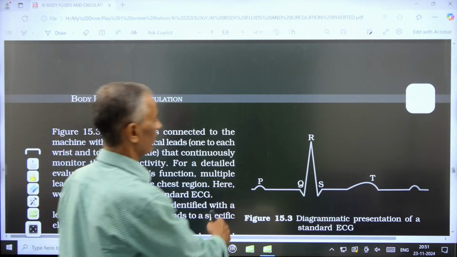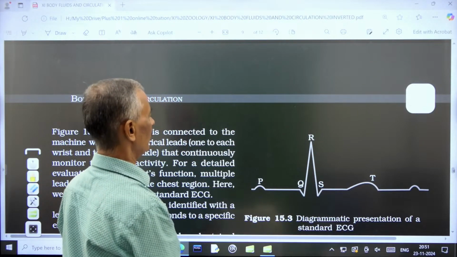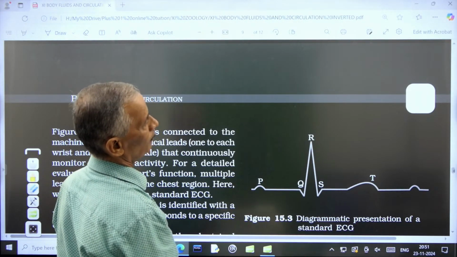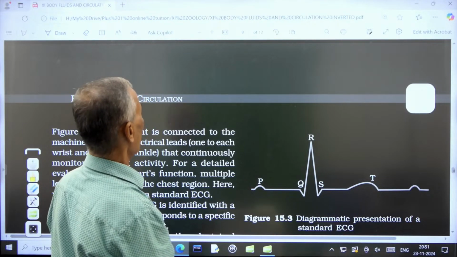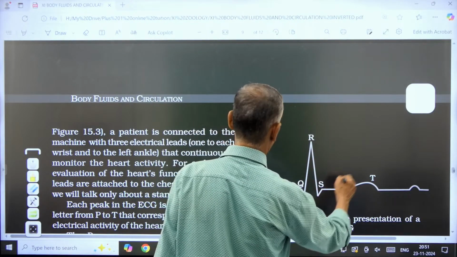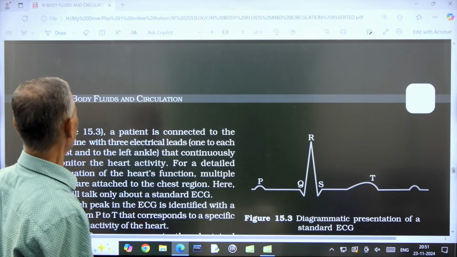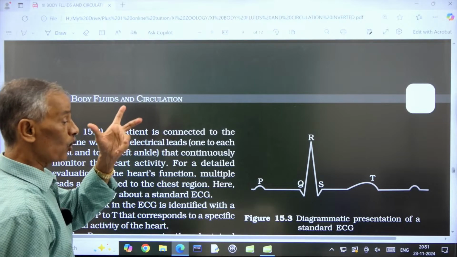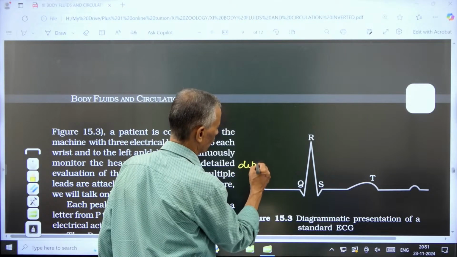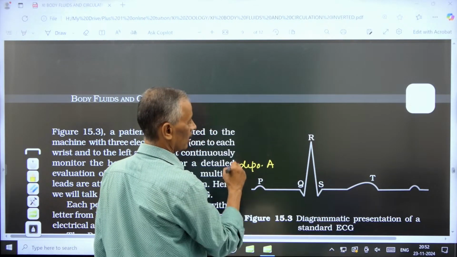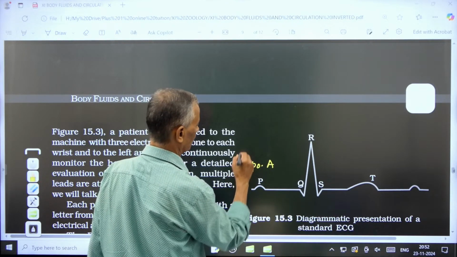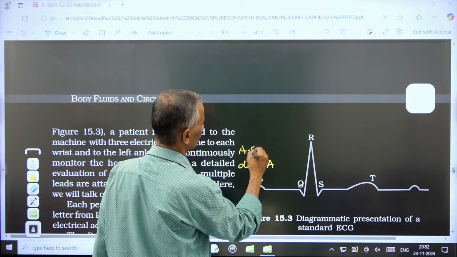And this is what a simple ECG will look like. It has some peaks, ups and downs, and they are all identified with letters P, then QRS and T. P represents the depolarization of the atria. When depolarization occurs, the walls are contracting. So it represents atrial systole.